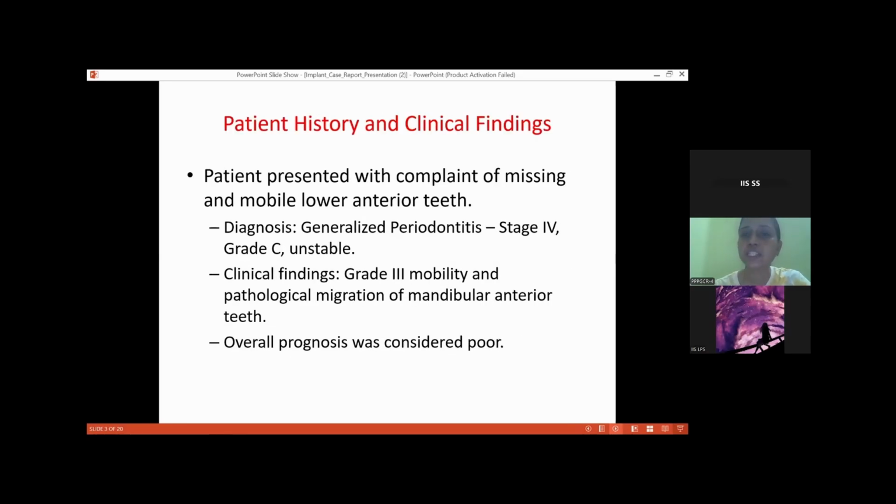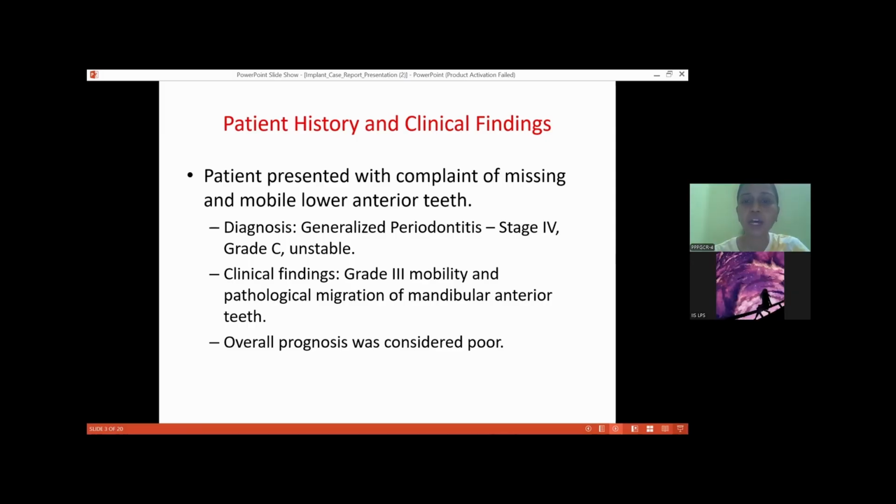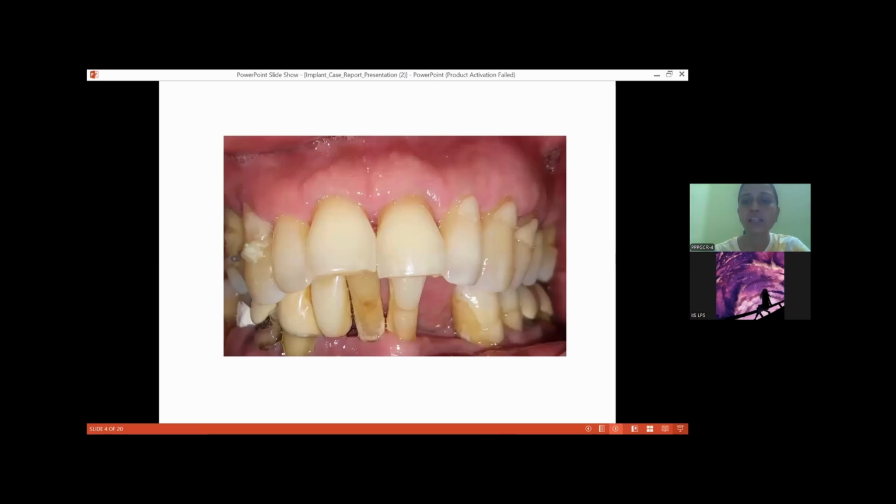Coming to the patient history and clinical findings, the patient presented with a complaint of missing and mobile lower anterior teeth, and we came to the diagnosis of generalized periodontitis, stage 4, grade C, unstable. Coming to the clinical findings, there is grade 3 mobility of 3 1, 3 2, and also pathological migration of the mandibular anterior teeth. The overall prognosis of those teeth was considered to be poor. This was the clinical photo from when the patient first came to our department.